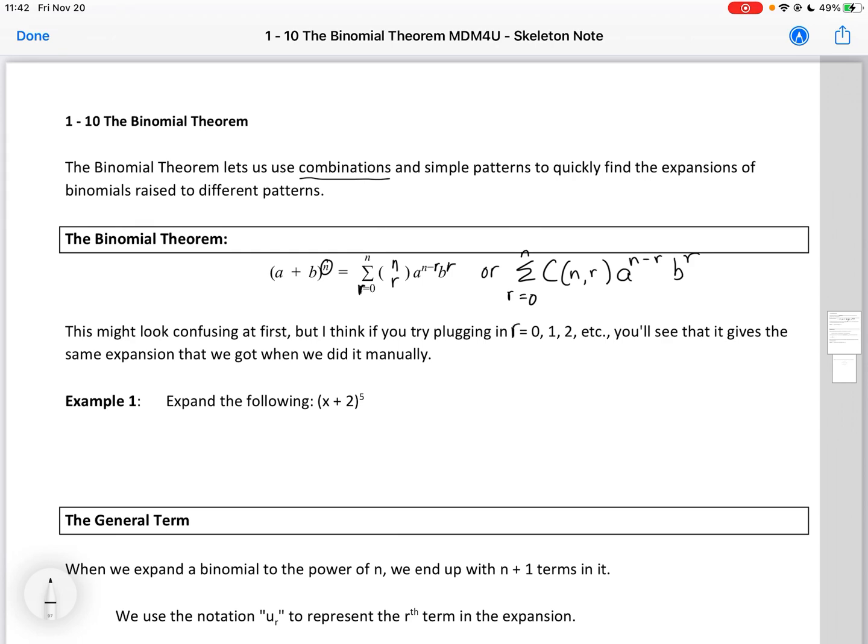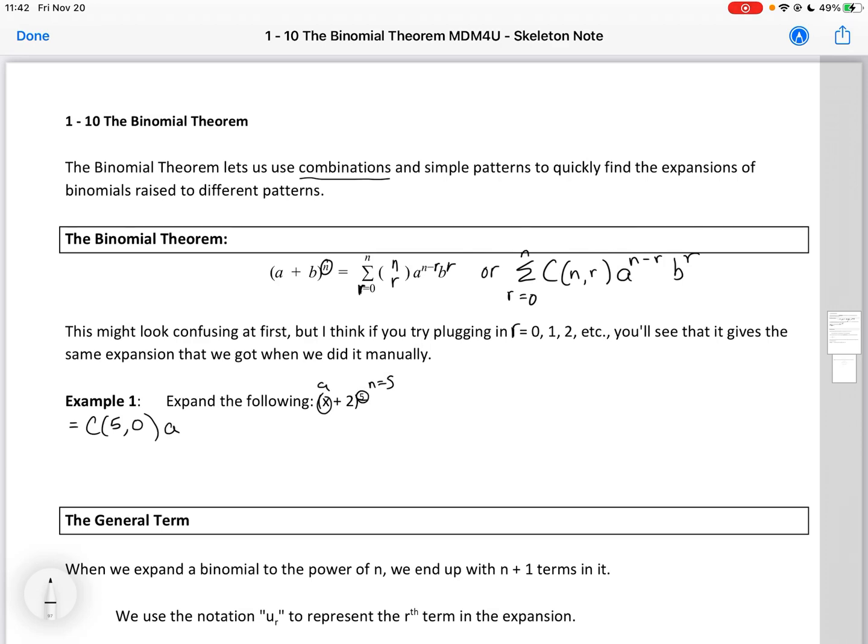So let's try an example here. We're going to expand the following: (x + 2)^5. Hopefully you can visualize if we did this by hand, it would take a long time and there's a lot of algebra. So what we're going to do is use the binomial theorem to expand. So my first coefficient, I'm going to start with n, which is this value right here. So I've got 5 choose 0 because that's my first r value.